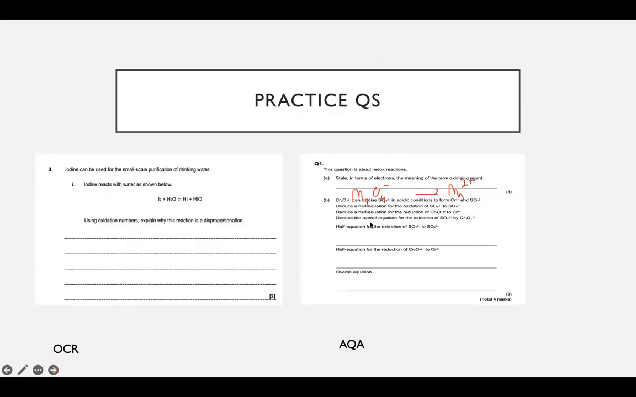Just a couple of questions to test your understanding of this. You don't need to write the answer, just maybe think about it in your head for a minute or so while I answer any questions. So just read those questions and have an answer. The left one is OCR, the right one's AQA, but you can have a look at both. They could both occur in either exam board or in Edexcel.